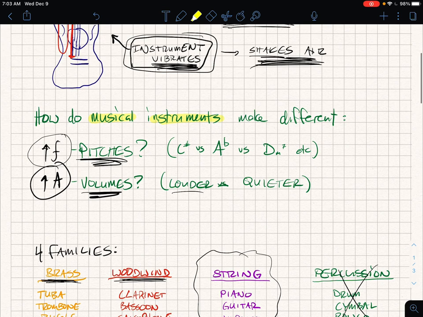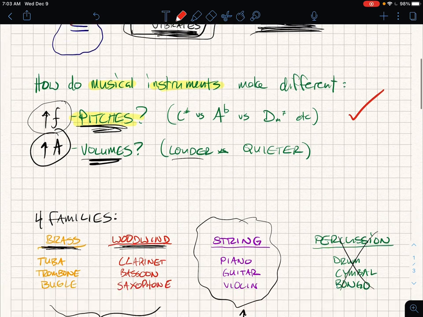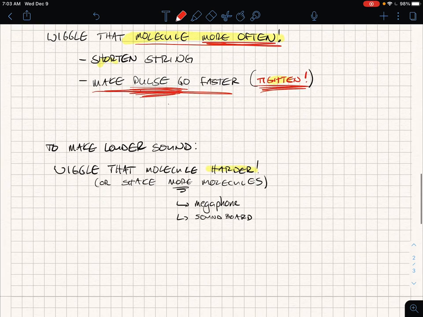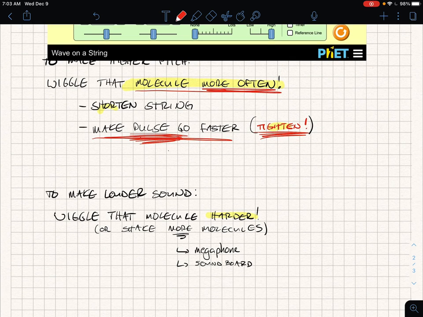So we go back to the second part of this. The first goal today was to say, how do we control the pitch or the frequency of sound? Check, we understand that one now. Second question, how do you make it louder or quieter? Well, remember, loudness and quietness of a sound is based on the amplitude. It's based on how strong or how powerful each of the sound waves are. And there's a couple of ways to do this. One way you could do this would be to wiggle that molecule with more force.